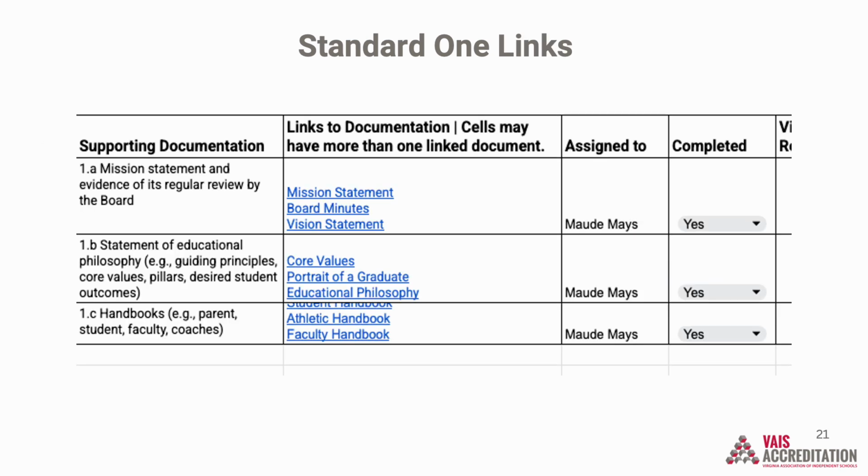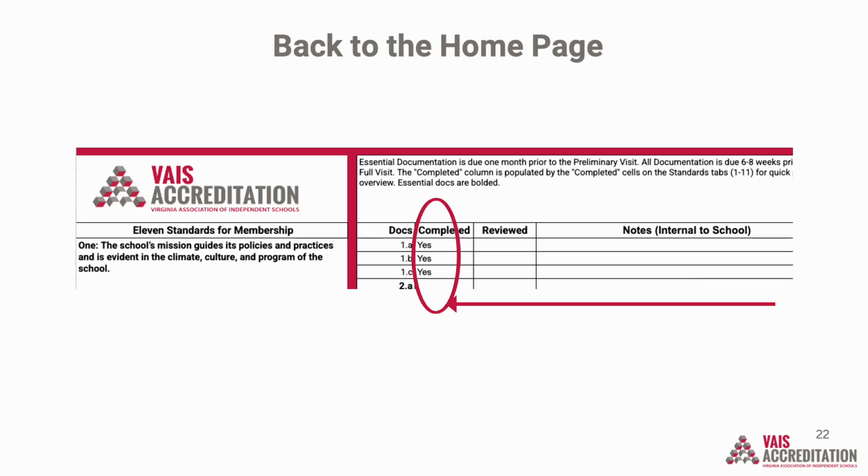And here is the ideal conclusion. All documents are linked and ready for review. Because the completed column now reads yes, the home page will now read yes for 1A, 1B, and 1C. And here we are. The documents are ready to be reviewed by the documentation coordinator or steering committee chair, and there is space to log internal notes as needed.